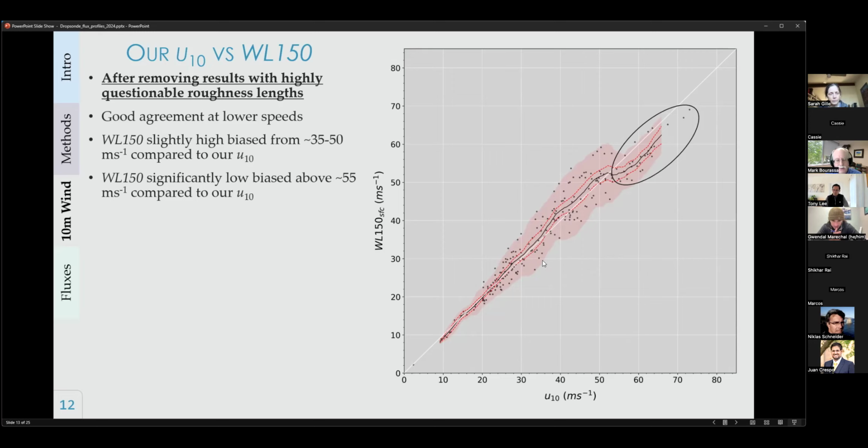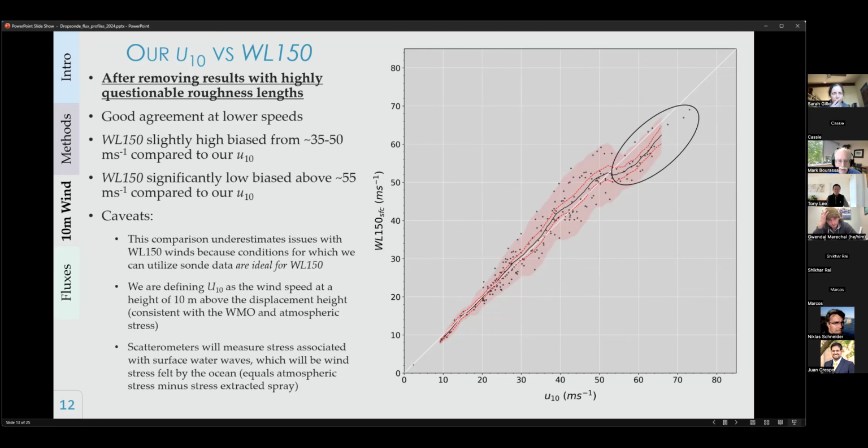They're two very different methods for getting winds. Having this much similarity is remarkable, even as it is. But it does suggest that there needs to be some retuning, particularly at the high end. A lot of caveats with this assessment. The conditions we're looking at where we can calculate log profiles are ideal for a WL150 method, so it's going to look relatively good. If we put in noisier profiles, we'll get worse fits. But we can't get our data to compare to under those conditions.